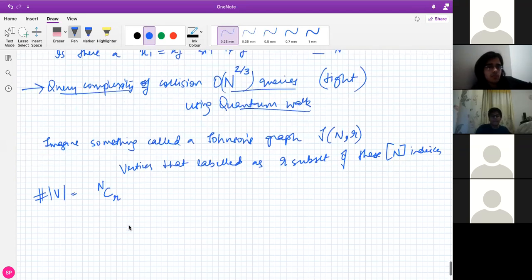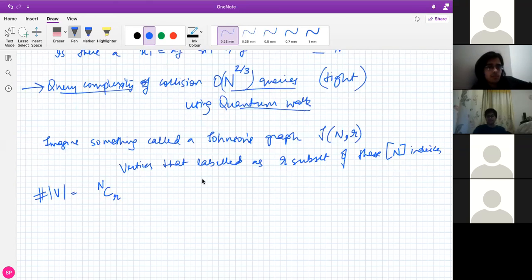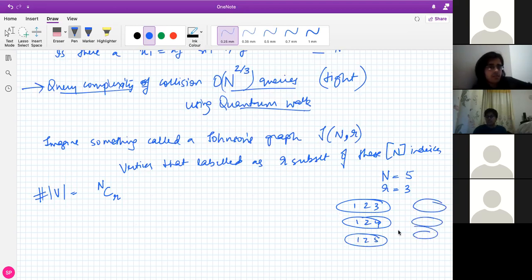Okay. So you imagine this graph with so many vertices, and you are only going to have edges in the graph under certain conditions. So if n was 5 and R was 3, then I will have my subsets: 1, 2, 3, 1, 2, 4, and so on. I'll have so many vertices.